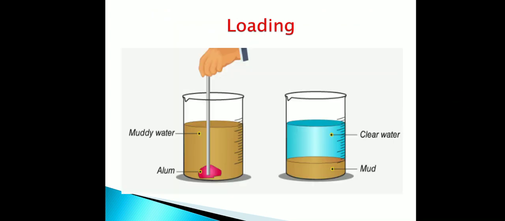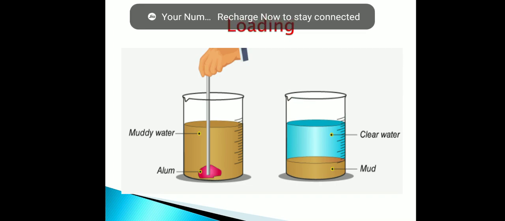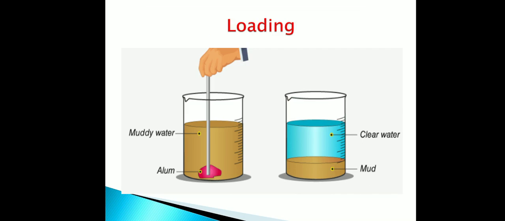Another method of separation is loading. In the rainy season, we may get muddy water from wells, taps or other sources of drinking water. Such muddy water can be made clear by loading. In the loading process, an external agent is added to bring about sedimentation. Here the external agent is alum.